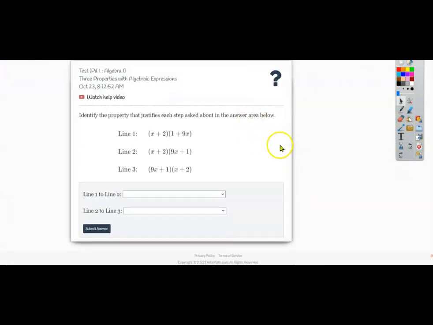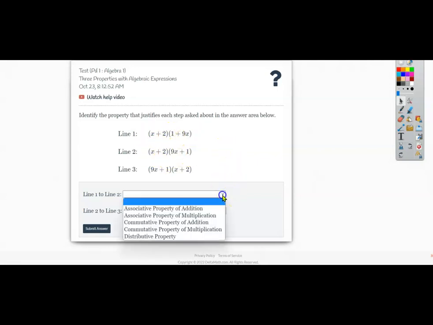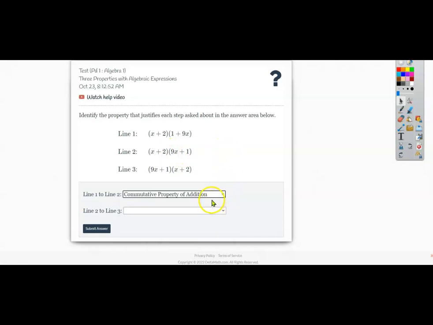All right, let's take a look at this third one. You'll notice the first quantity, x plus 2, remains the same, but the second quantity has changed positions, and that's known as the commutative property.